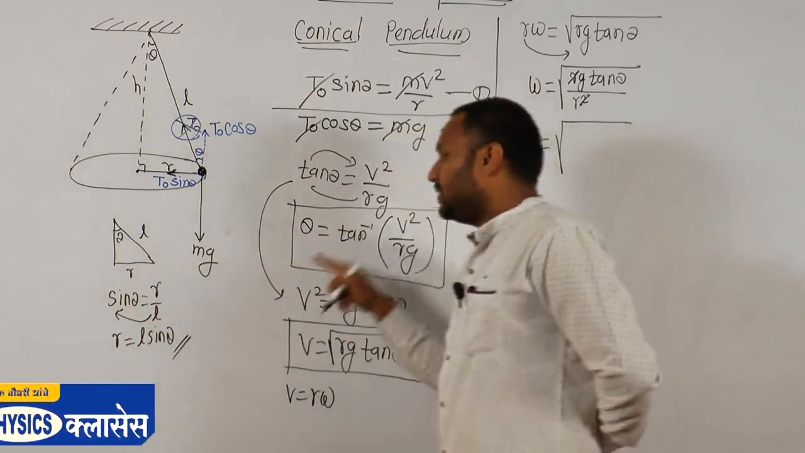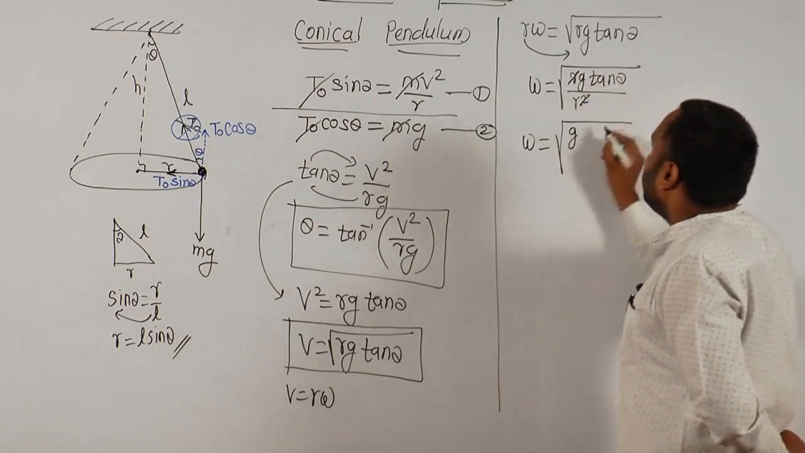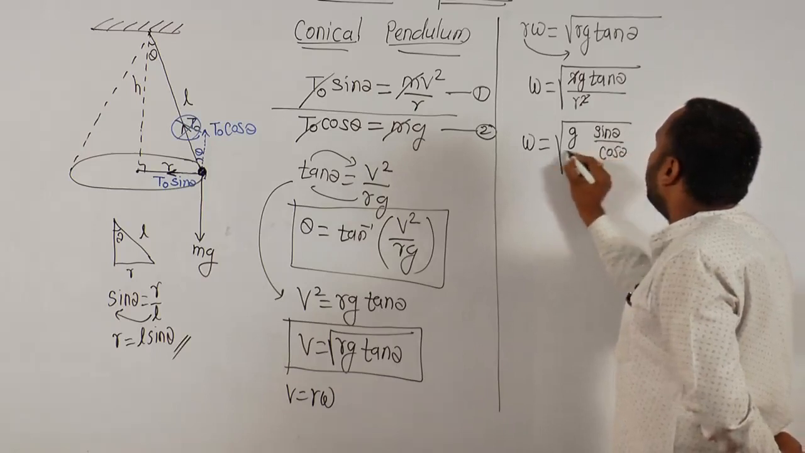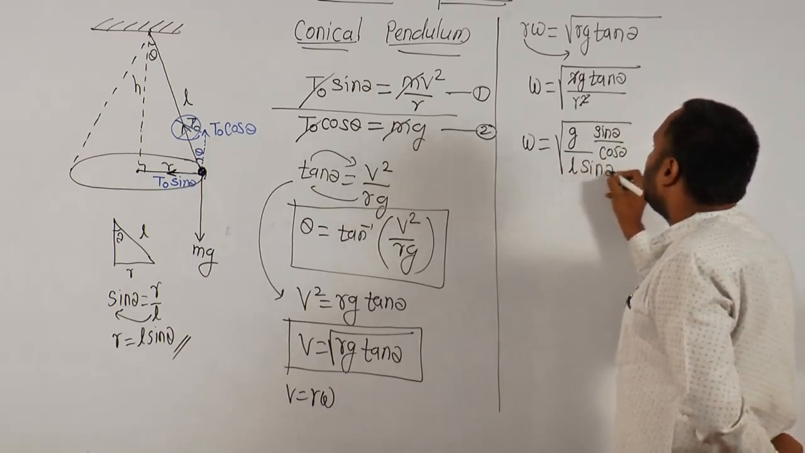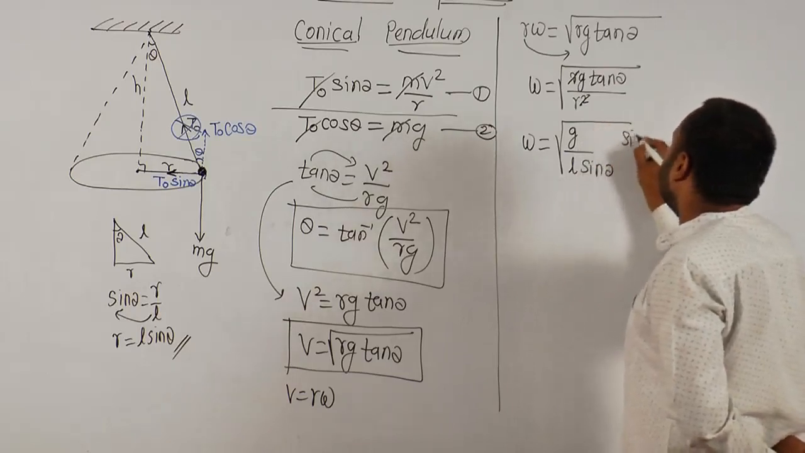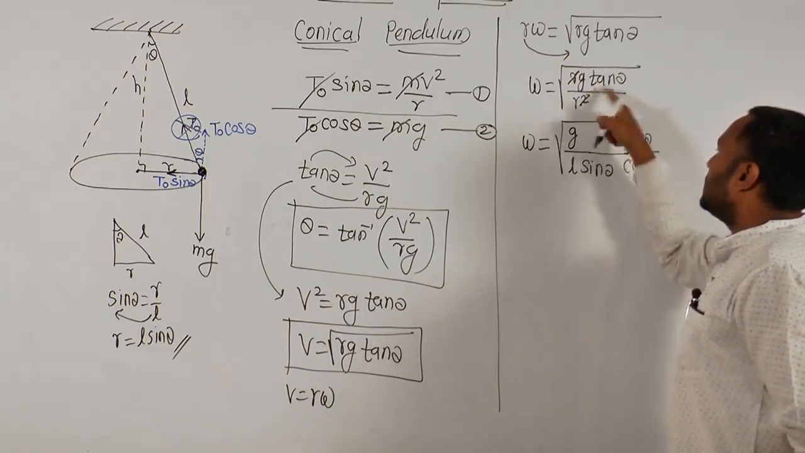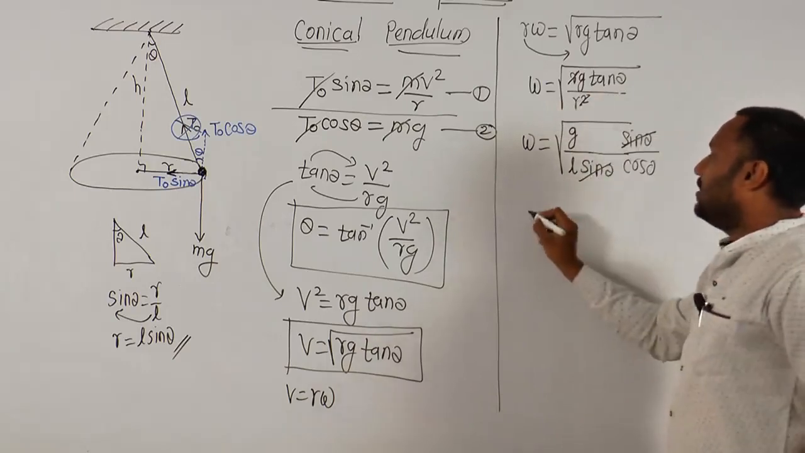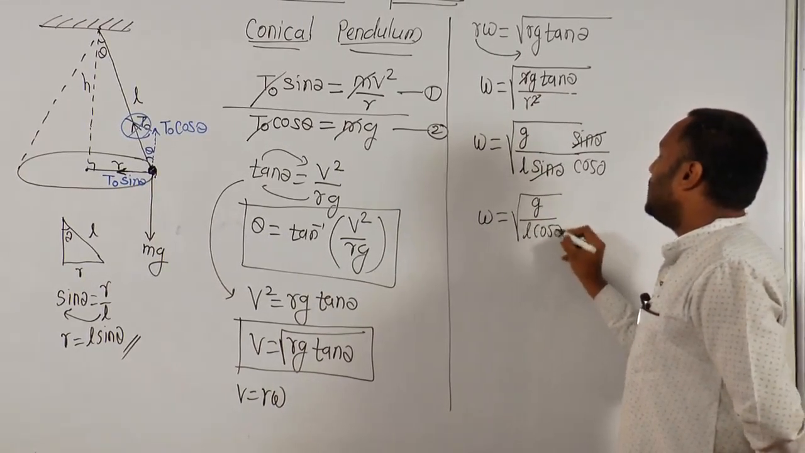And now here we substitute r is equal to L sin theta, g as it is. What is tan theta? Tan theta is sin theta divided by cos theta. Instead of r, here we write L sin theta. Now observe, instead of tan theta, here we write sin theta divided by cos theta. Then g as it is, this is tan theta, and instead of r we substitute L sin theta, which gets cancelled. Omega is equal to the square root of g divided by L cos theta.